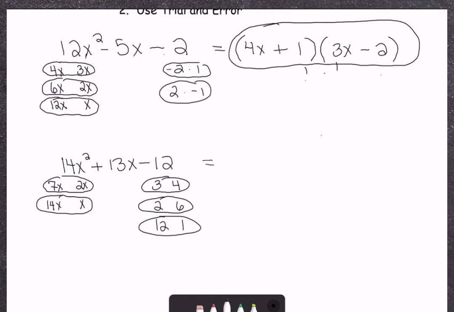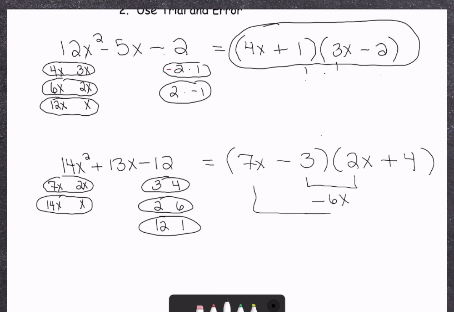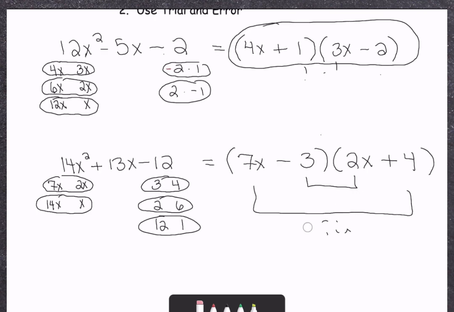So, okay. Let's start with 7x and 2x for the first terms. And let's just start with 3 and 4. I'm going to put a negative with the 3 and a positive with the 4. Just playing around with some numbers. I'm trying to get 13. So multiply your middle terms. That gives you negative 6. Multiply my outer terms. That's going to give me 28x. So 28 minus 6, that's not going to give me 13. The goal is 13.